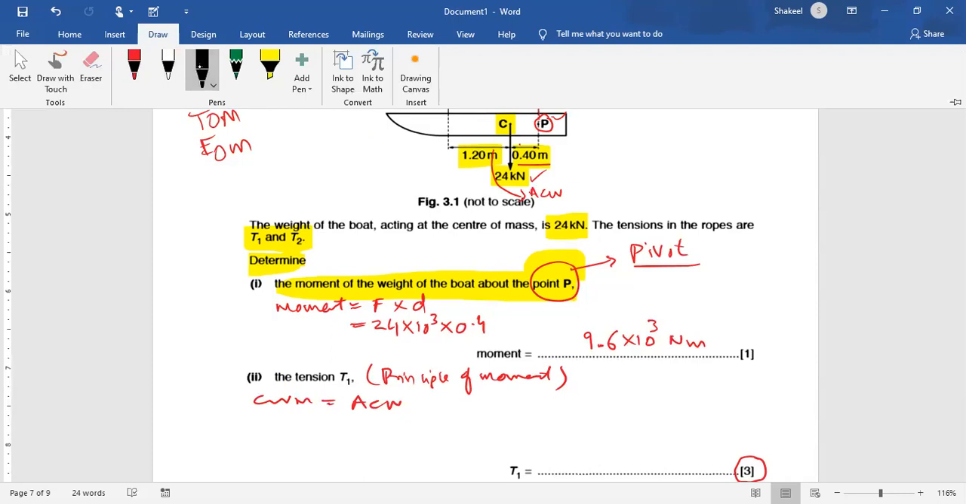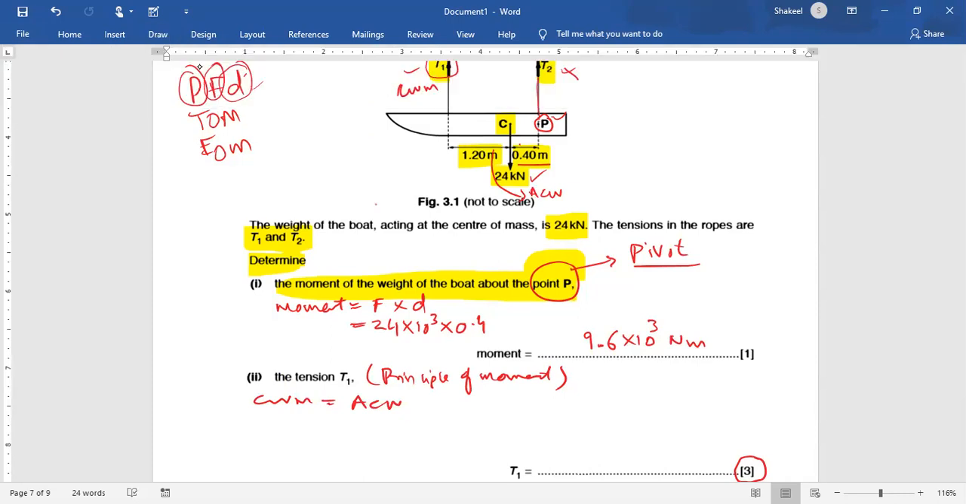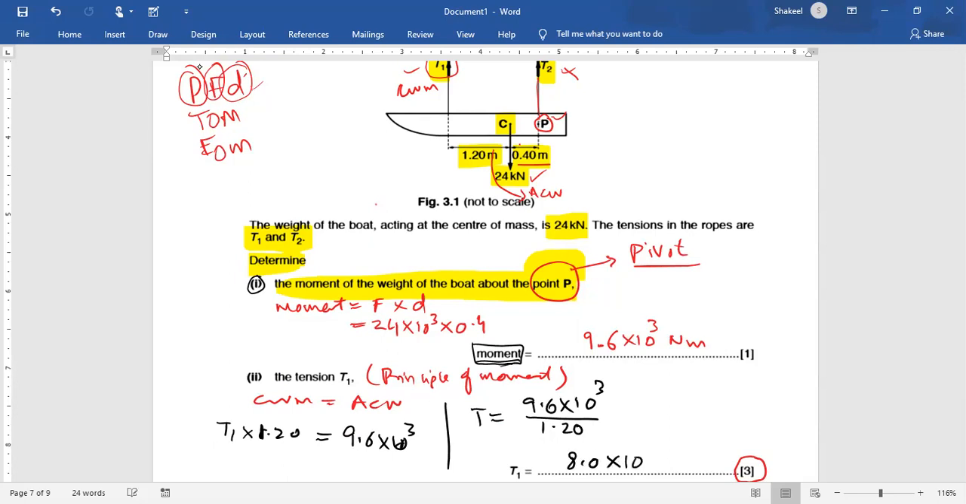So for clockwise moment, we'll be looking at T1 into its distance from the pivot, which is 1.20 meter. And for anti-clockwise moment, we have already done in part 1, that is 9.6 into 10 power 3, because this anti-clockwise moment we have already calculated. So making T1 the subject, 9.6 into 10 power 3 divided by 1.20. So the answer is coming out to be 8.0 into 10 power 3 Newton, which is the tension T1.